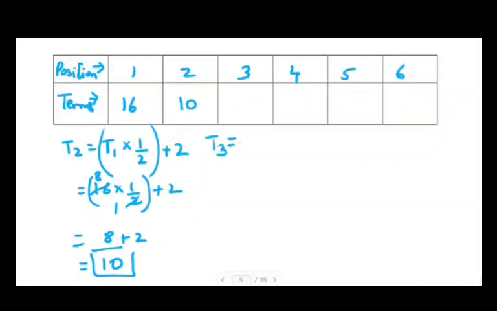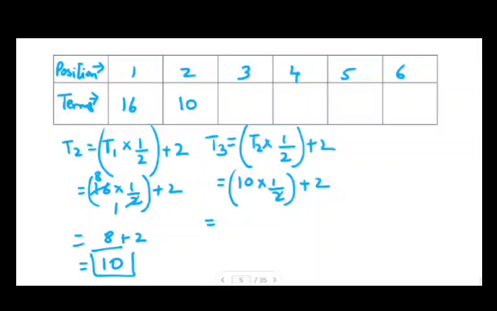Term 3 is equal to term 2 into half plus 2. 10 into half plus 2. 2 5s are 10, 5 1s are 5, plus 2, 7. My term 3 is 7.